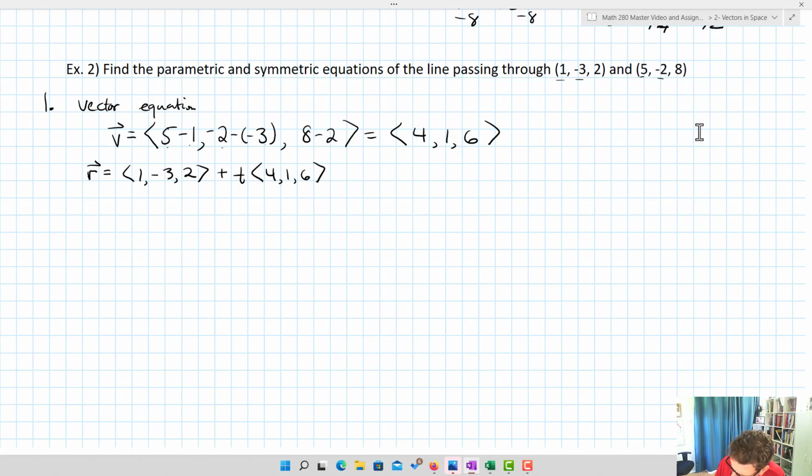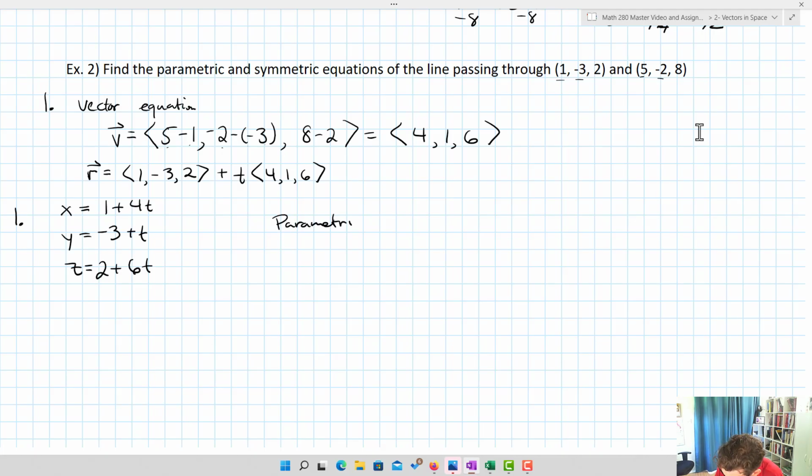My parametric equations should be pretty simple to set up. They should be x equals 1 plus 4t, y equals -3 plus t, z equals 2 plus 6t. And so there's my parametric.